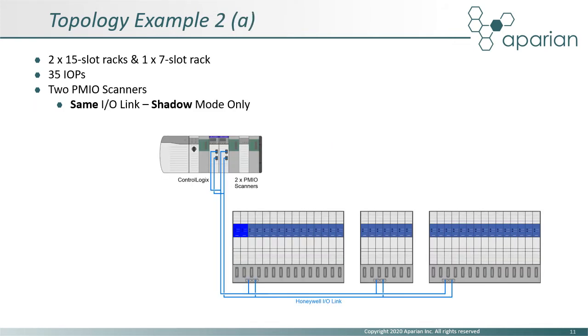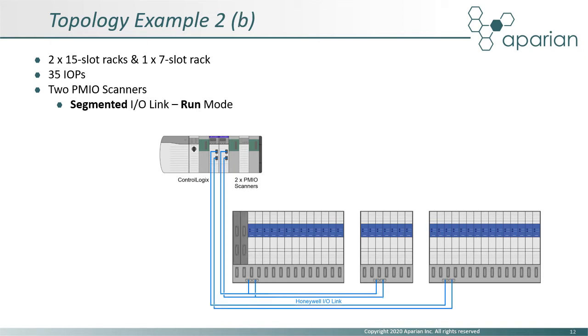In the second example, we have two 15-slot racks and one 7-slot rack, hosting a total of 35 IOPs. Since the IOP limit per scanner is 28, we will require two PMIO scanners. In the initial shadow mode phase, both PMIO scanners are connected on the common I/O link network, even though their configuration shares the number of IOPs.